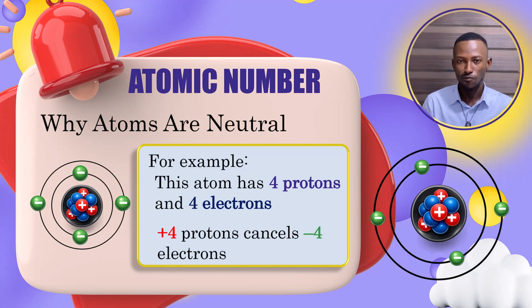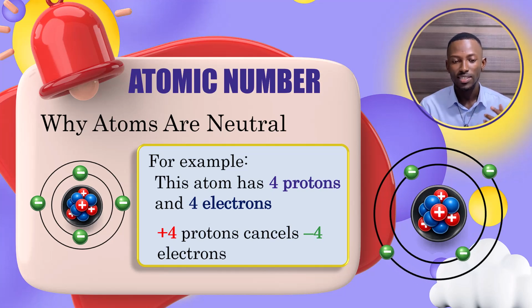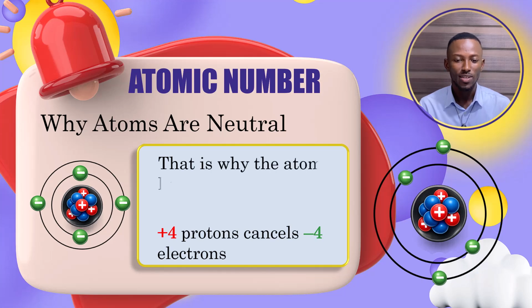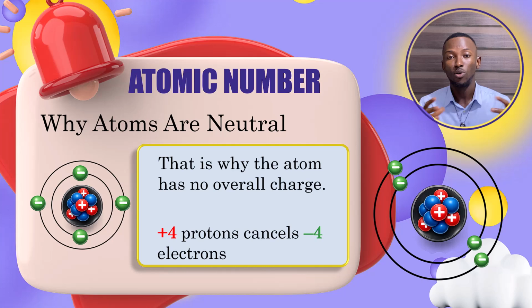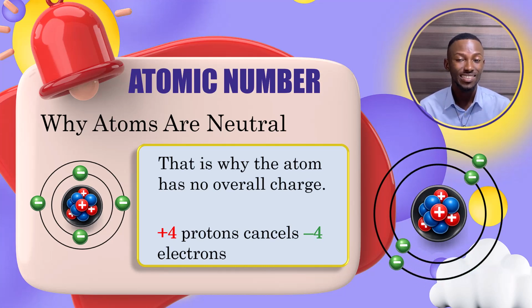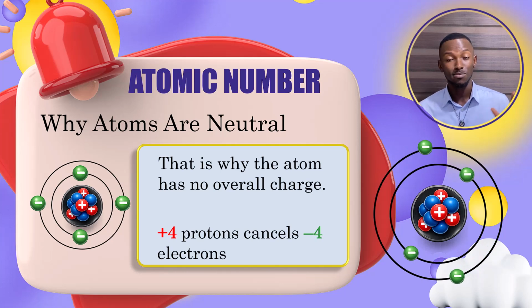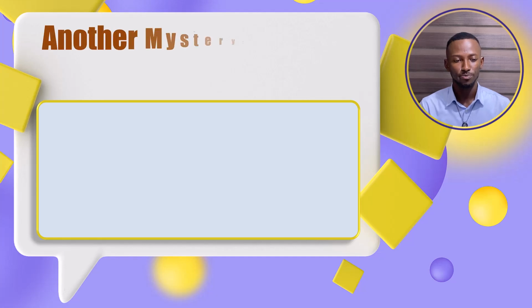That means plus 4 minus 4 will give you 0, meaning the atom will end up being a neutral atom. So that is why the atom will end up having no overall charge, or will have a net charge of what? 0. So basically, I think this explanation makes sense why atoms are electrically neutral.